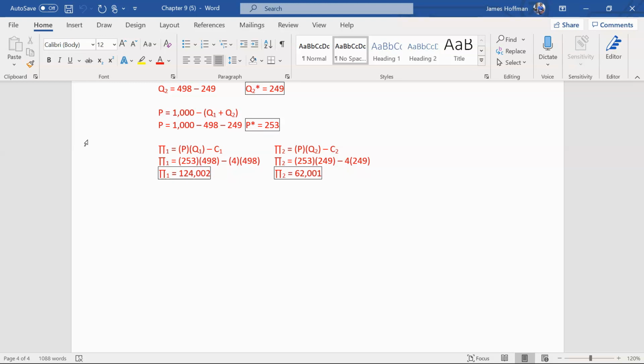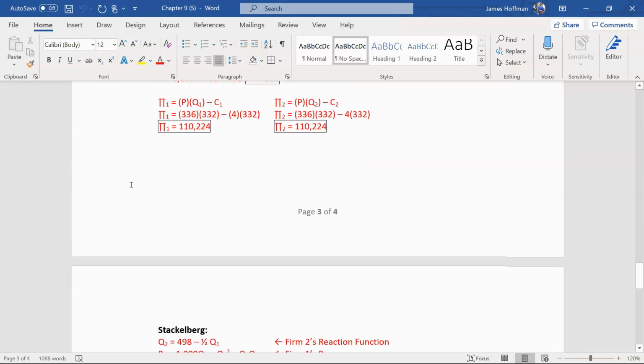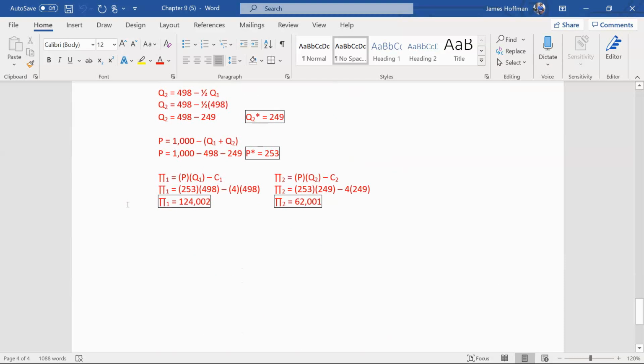Okay, so you've done the analysis, which you'll see that in the Cournot, both firms make the same profit. In the Stackelberg, firm 1 makes double the profit because it's the leader, and you can see that the lowest profit of all the firms is the firm 2 follower. And then you can also compare the market prices.